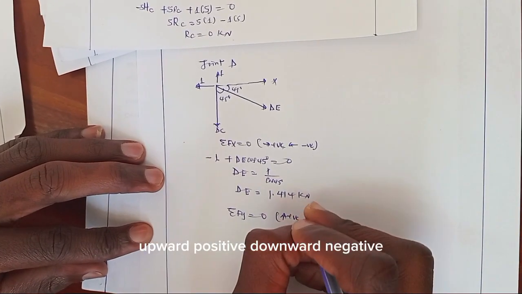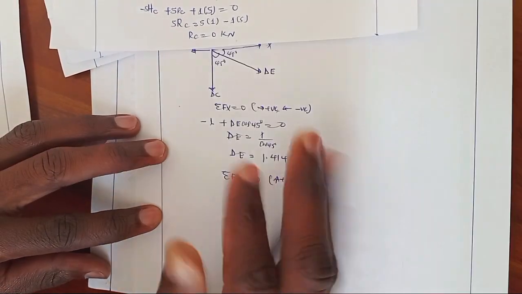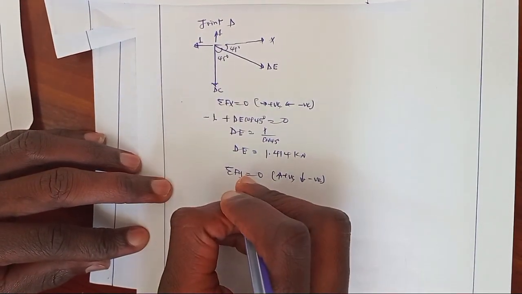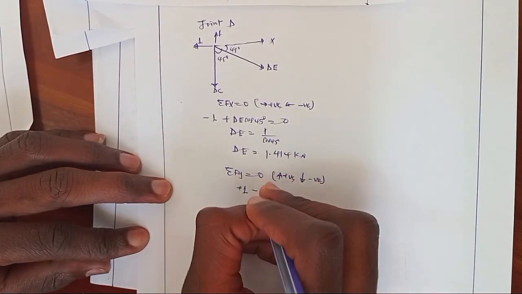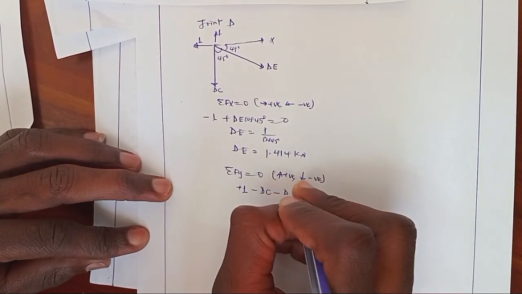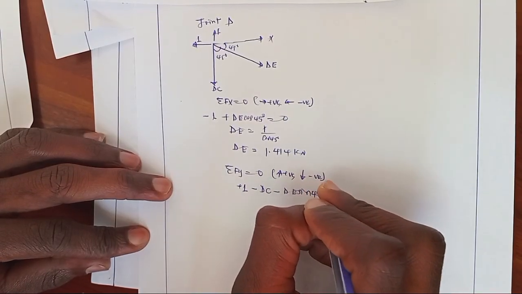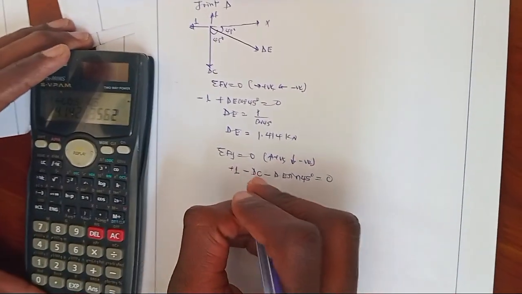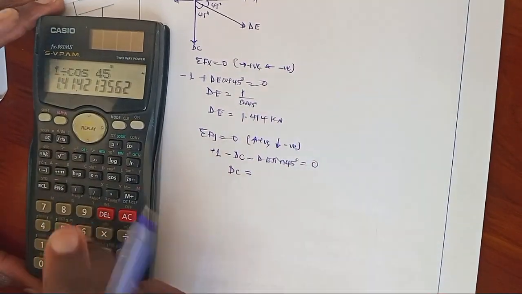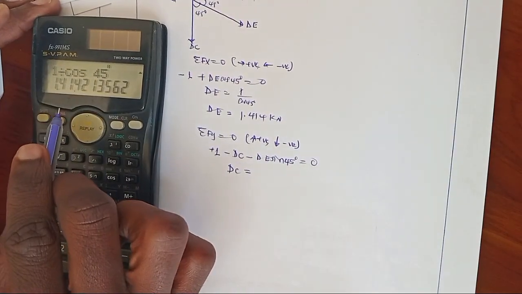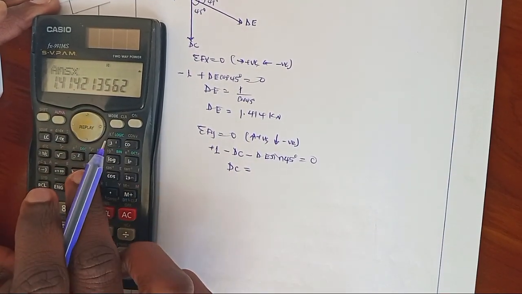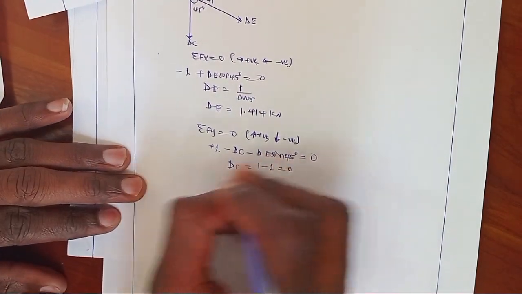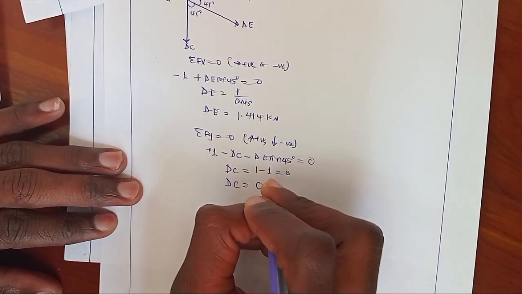To obtain DC, take summation of vertical force is equal to 0. Upward positive, downward negative. Positive 1 minus DC minus DE sine of 45 is equal to 0. So DC will be equal to 1 minus 1.41 times sine of 45. This is 1, so DC will be 1 minus 1, which is equal to 0. DC will be equal to 0 kilonewton.